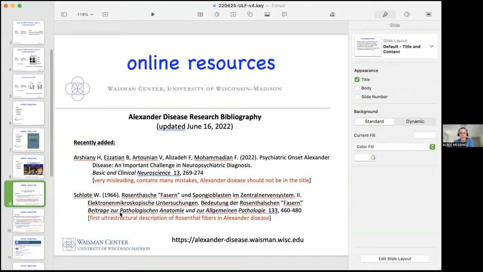This was the first time anybody had done electron microscopy of Rosenthal fibers in Alexander disease. But I put virtually everything that's published on Alexander disease into this bibliography, even things that really don't provide any meaningful contribution. And when I feel pressed, I add editorial comments like the one up here. This is a very misleading paper. There's a lot of mistakes in it. And to me, Alexander disease shouldn't even be in the title. So it's there, and for that reason, people may think that there's some value to it and want to go look at it, but I wouldn't bother.